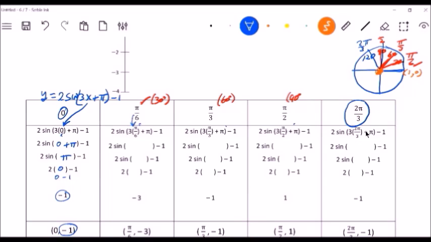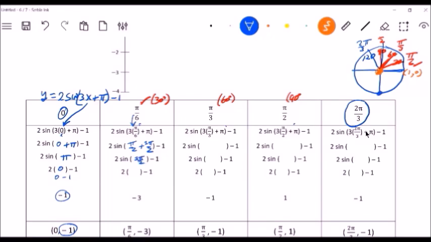3 pi over 6, the 3 goes into the 6 twice, so that's actually pi over 2 plus pi. Now, here's where it gets a little more work. Pi over 2 plus pi, I can't really add those so easily unless I change pi to 2 pi over 2, because I have to have the same denominators in order to add those. So now that I have the same denominators, I can add them, and I get 3 pi over 2.